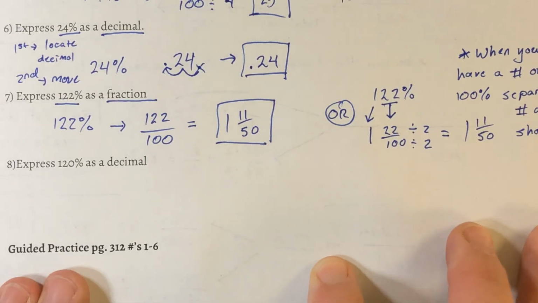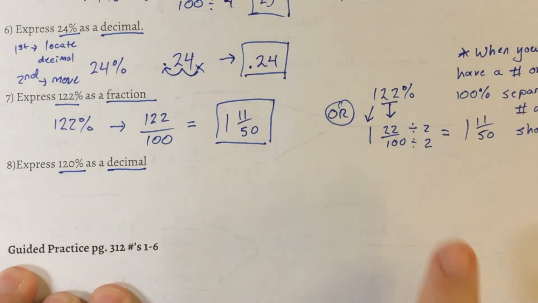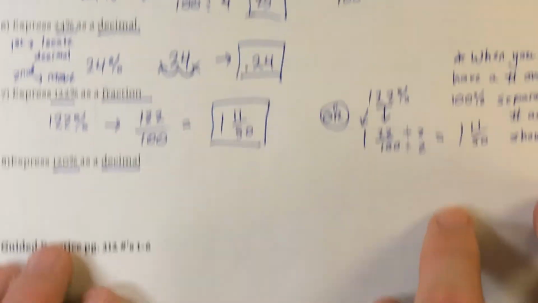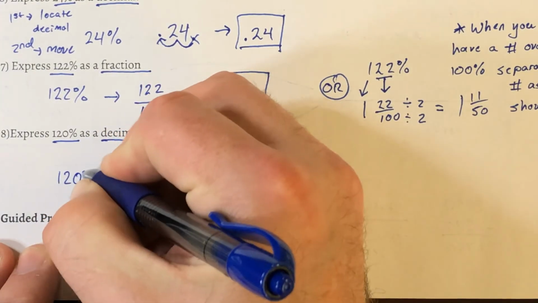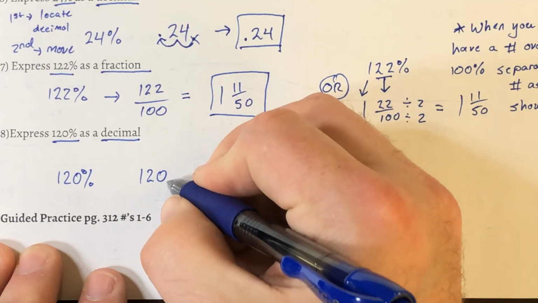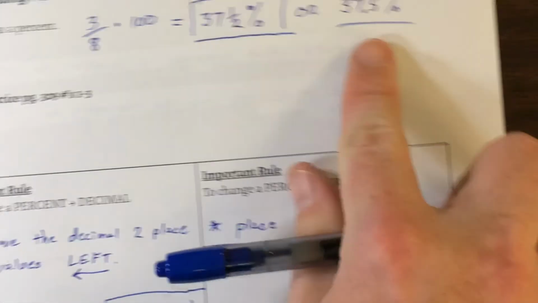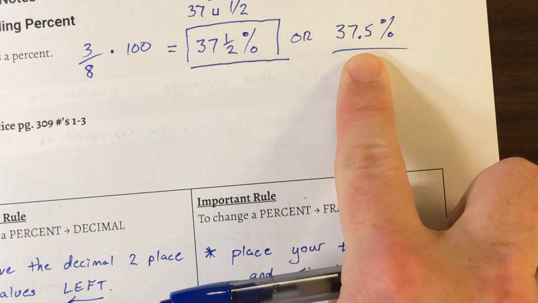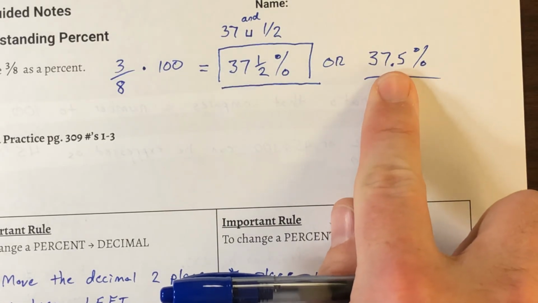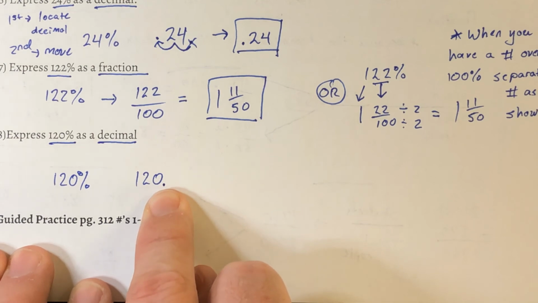Last example. We're going to change 120% to a decimal. Our rule says to change a percent to a decimal, move the decimal 2 place values left. So first we have to locate our decimal. 120 is a whole number. Yes, it could start out as a decimal percentage. For example, 37.5% is still a percentage because I see a percent symbol. So you look at where your decimal is. This just happens to be a whole number. So the decimal is right on the back side.